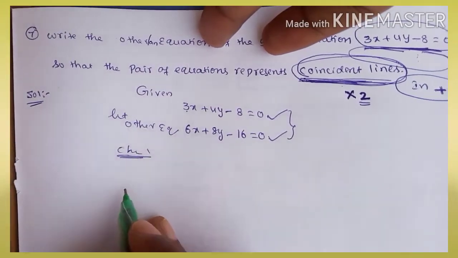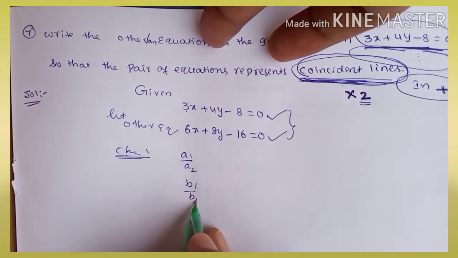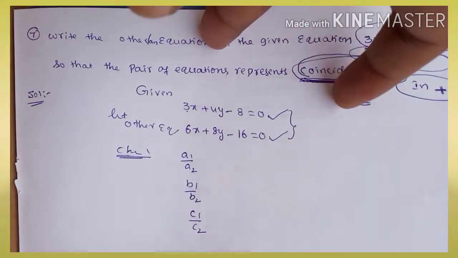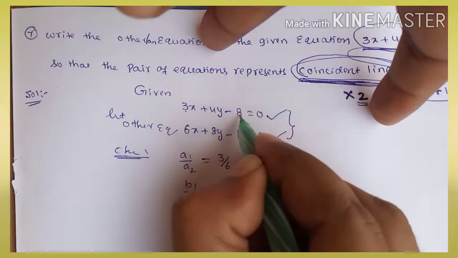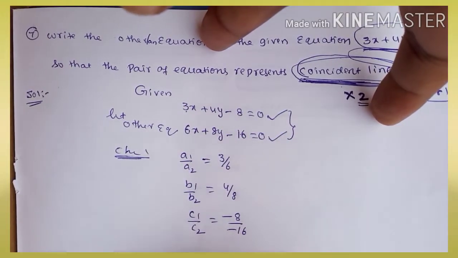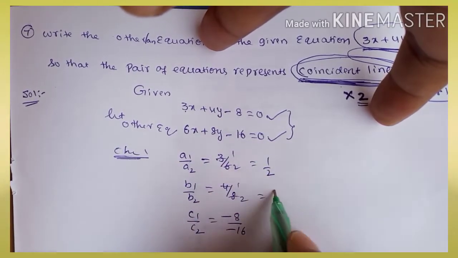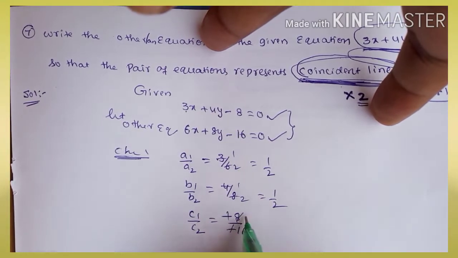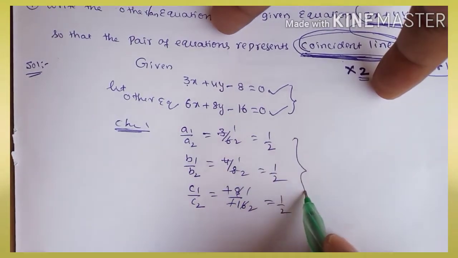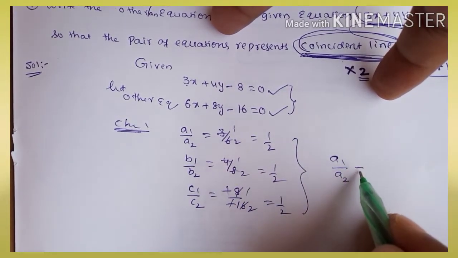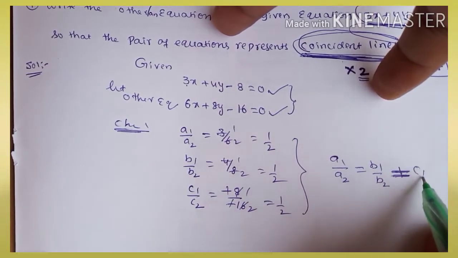So you can write here, check a1 by a2, first condition; b1 by b2, second condition; c1 by c2, third condition. 3 by 6, 4 by 8 and c1 by c2, minus 8 by minus 16. 3 1s are 3, 2s are 1 by 2; 4 1s are 4, 2s are 1 by 2; minus minus cancel, 8 1s are 8, 2s are also 1 by 2. What you got here? a1 by a2 is equal to b1 by b2 is also equal to c1 by c2.